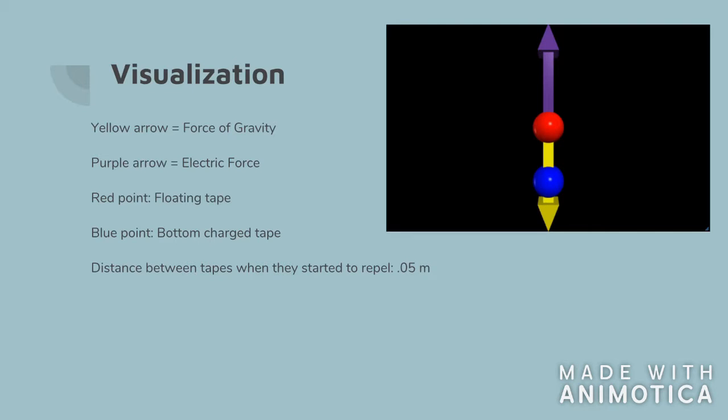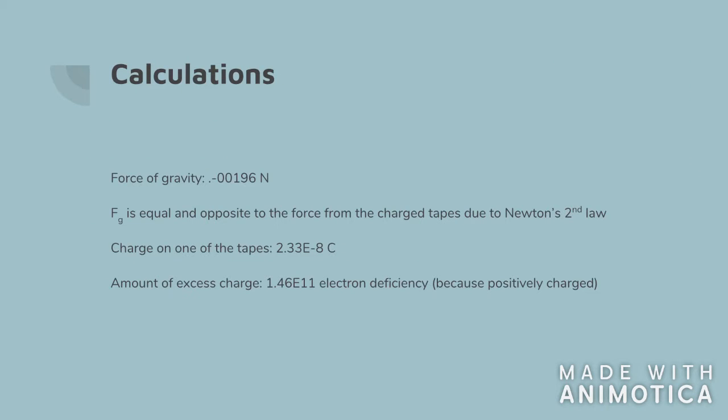As seen by this computer model, the electric force on the floating tape due to the charged tape below it points upward, while the gravitational force points down. The calculations were also done through this computer program and checked by me by hand. The force of gravity is acceleration, 9.8 meters per second squared, times the mass of the tape, 0.0002 kilograms. Again, the net force must add up to 0 because the top tape is not moving.